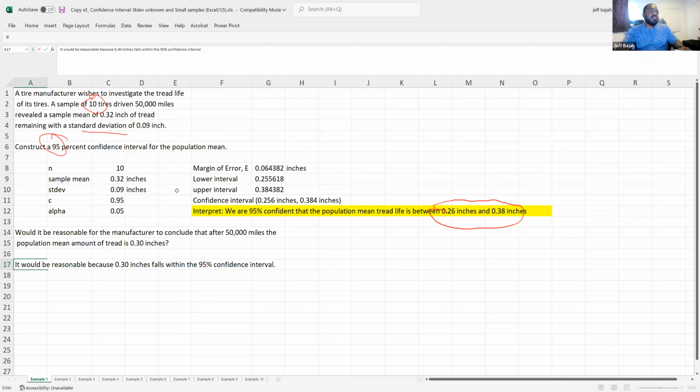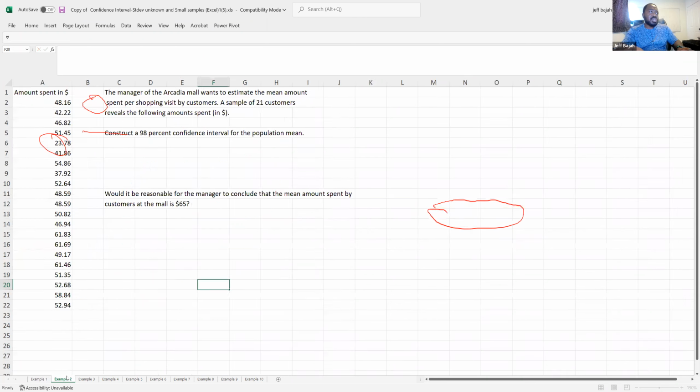So that's how we solve questions involving this. Now, we're going to look at two other scenarios where we have to rethink how we solve questions involving confidence intervals. And that's where question 2 plays a huge role. If you look at question 2, it's set a bit differently.